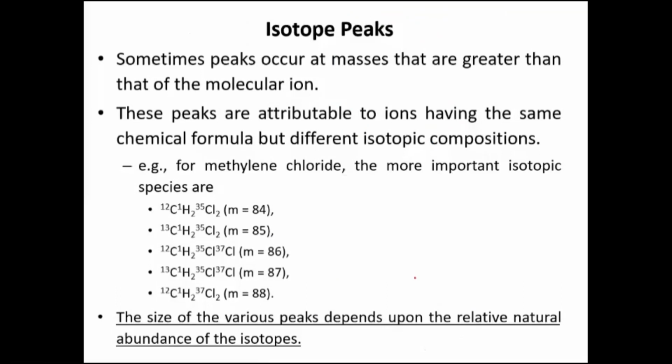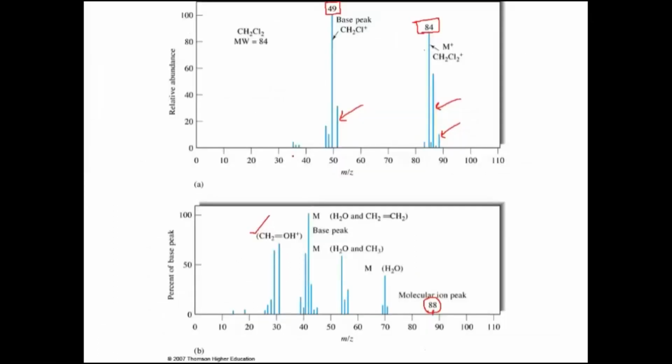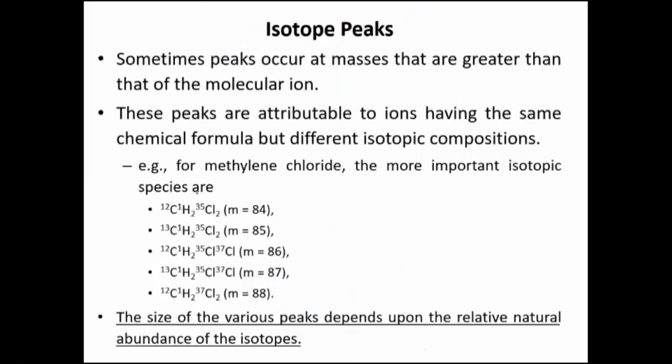Okay, so let's come to those concepts M plus 1, M plus 2, and all that. Sometimes peaks occur at masses that are greater than that of the molecular ion. We have seen that. These peaks are attributed to ions having the same chemical formula but different isotopic composition, like in the case of this molecule, methyl chloride. There is a possibility that there is C12, H, and Cl twice, both of atomic mass 35.